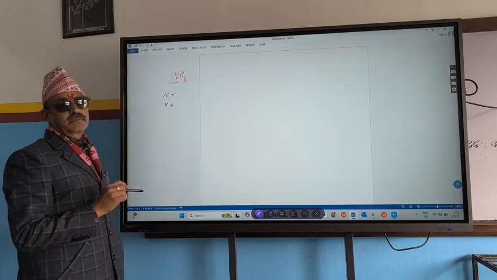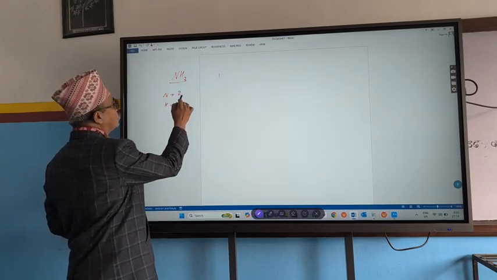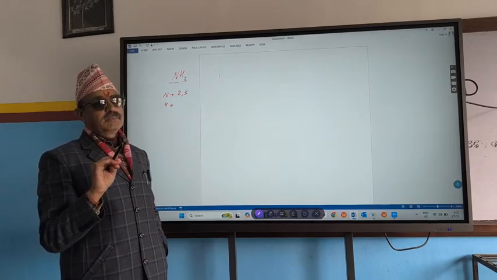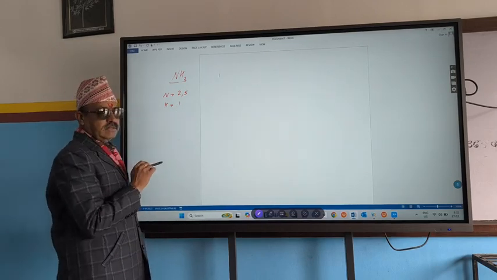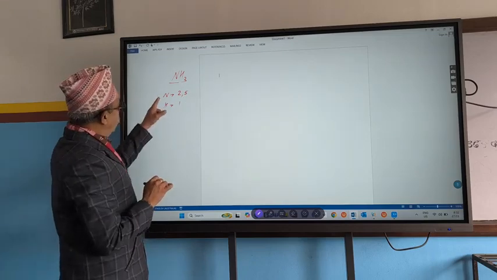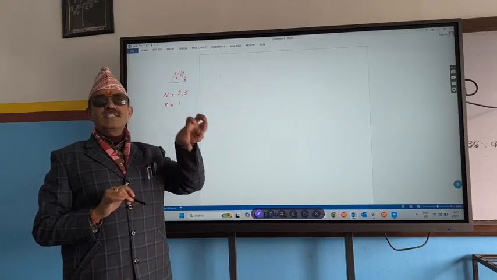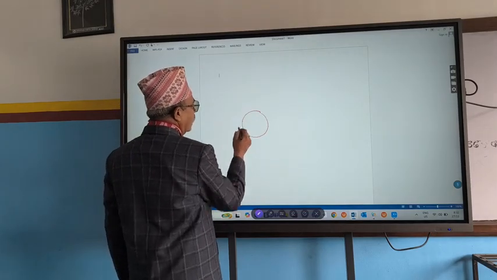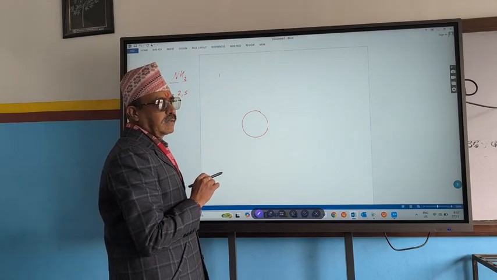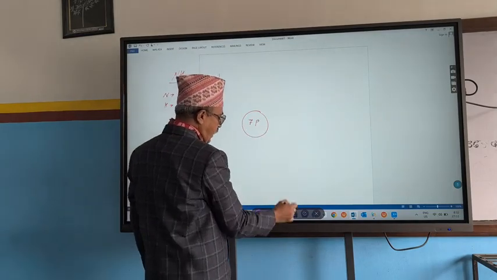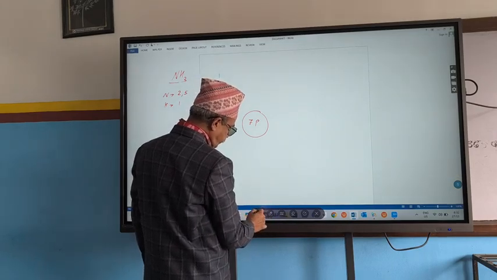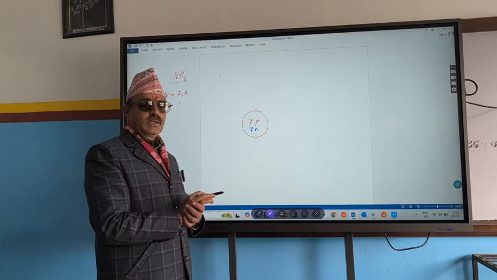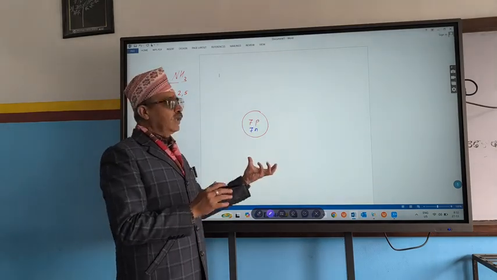Hydrogen, what is the electronic configuration? Nitrogen is 2, 5. In the first orbit, how many electrons are there? 2. Hydrogen has only 1, right? Here nitrogen is 2, 5, hydrogen is 1. One nitrogen and 3 hydrogen means which atom lies at the center? Nitrogen. Here nitrogen: how many protons are there? 7 protons. How many neutrons are there? 7 neutrons.